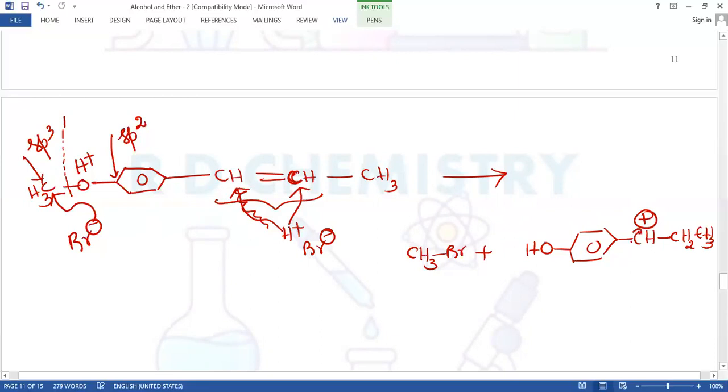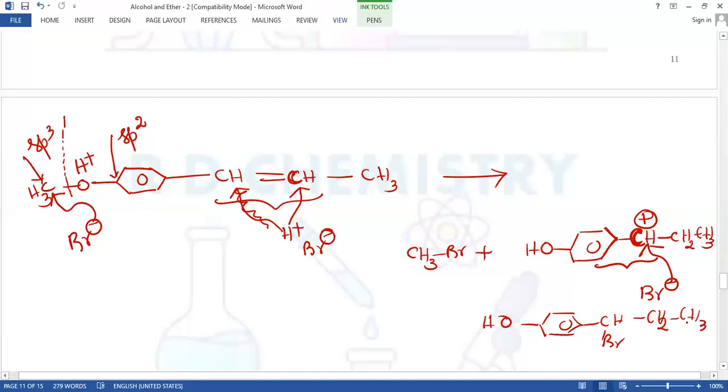The carbon carrying the positive charge is directly attached to the benzene, which means resonance with the benzene ring is possible, and this is the most stable carbocation. So Br minus should attack the positive carbon atom. Finally, we'll have OH, then the benzene ring attached to CH, Br, then CH2, then CH3. See the product carefully.